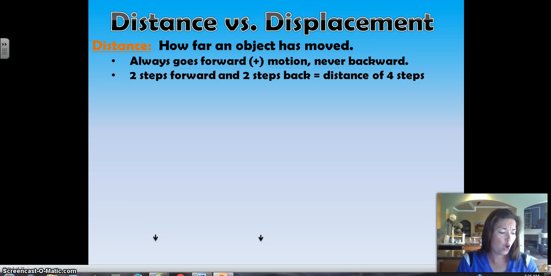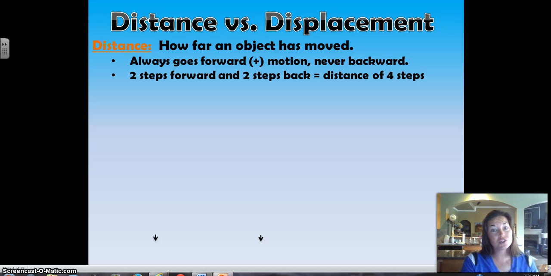And distance always goes forward. There's always positive motion. Distance never goes backwards. For example, if you took 2 steps forward away from your reference point and then 2 steps back towards your reference point, your distance was 4 steps. Even though you went forward and back, you don't add and then subtract those steps. You keep on adding distance.